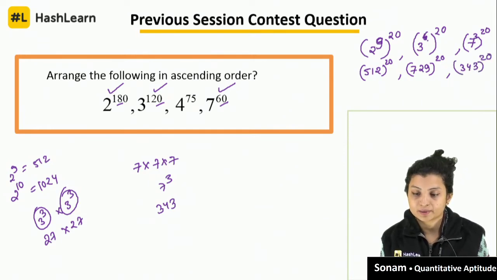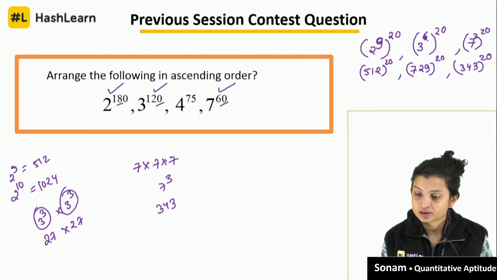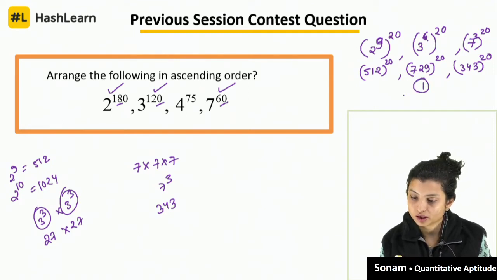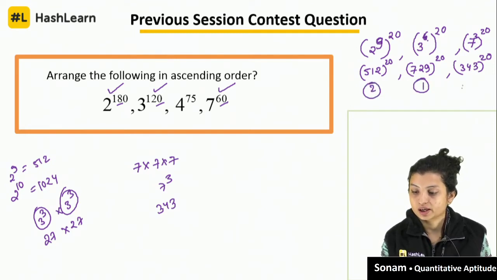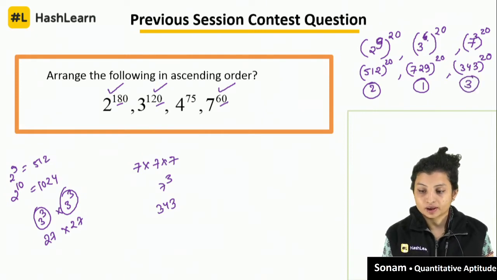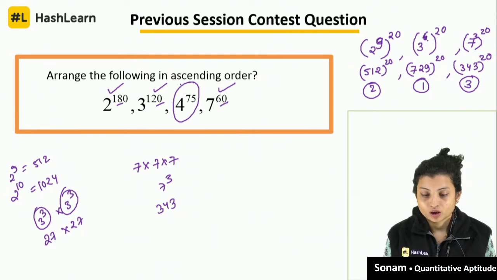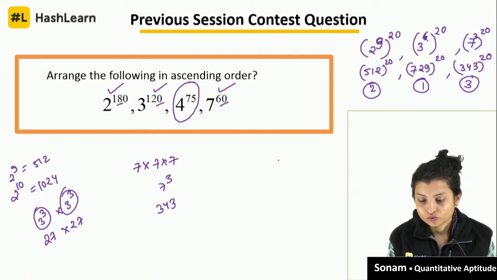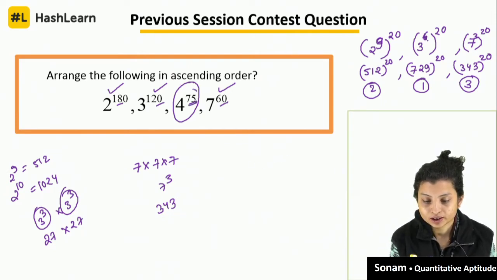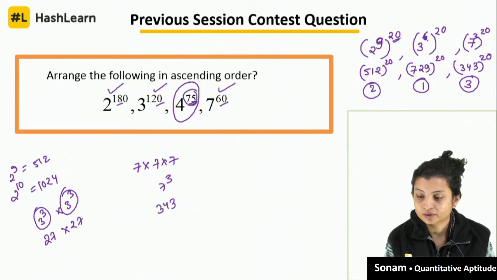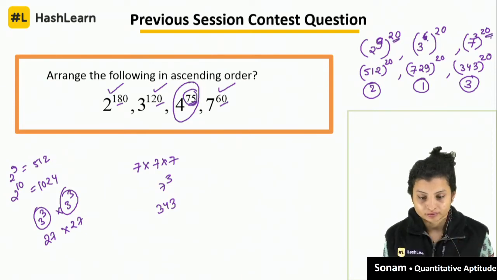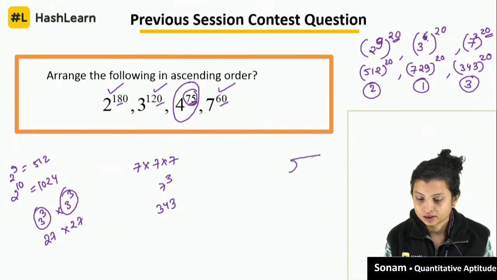Okay, now let's compare it. So which one is the largest one? This is your first one, then this should be your second one, and then this should be your third one. But remember that we have not taken this into account. Okay, tell me, if I try to make this 75 also the power 20, is it possible to make that? Yes, let's see that.